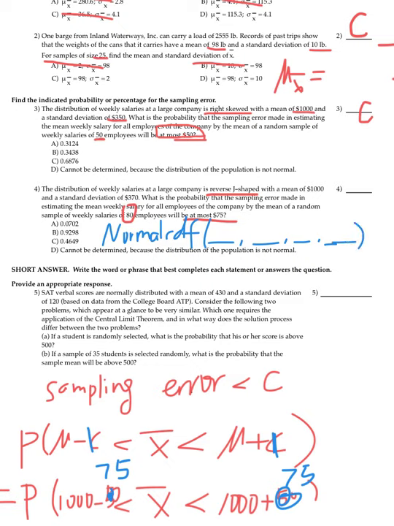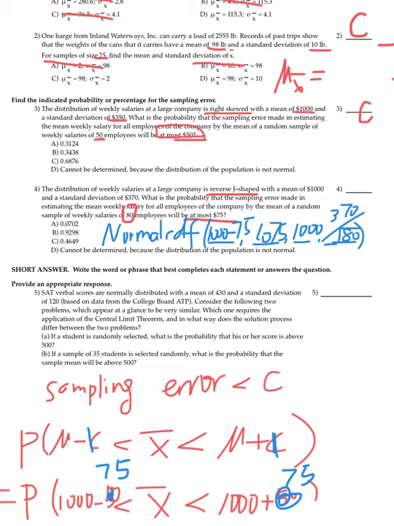Minimum is equal to mean minus 75. So 1000 minus 75. And the maximum should be 1000 plus 75, so that is 1075. And for the mean is equal to 1000. Standard deviation is equal to 370 over square root of the sample size 80.